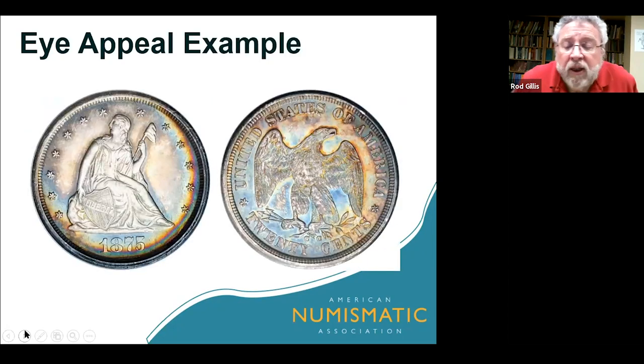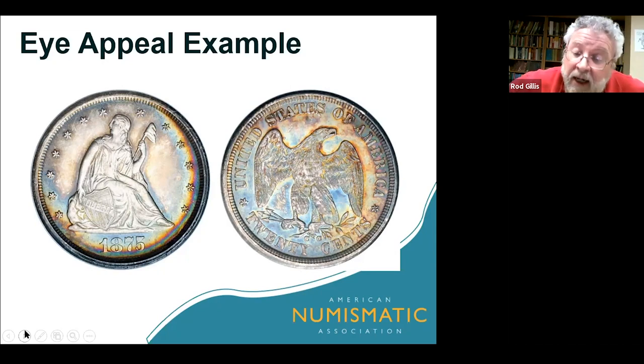So here's an example. Here's a 20-cent piece, a double dime from 1875. Okay, let's take a look at this coin. Obviously, this coin has luster to it and toning. Now, there are some people who really like toning. There are some people who like toning, but only if it's very faint. And there are some people who like their coins blazing white and they don't like toning at all.